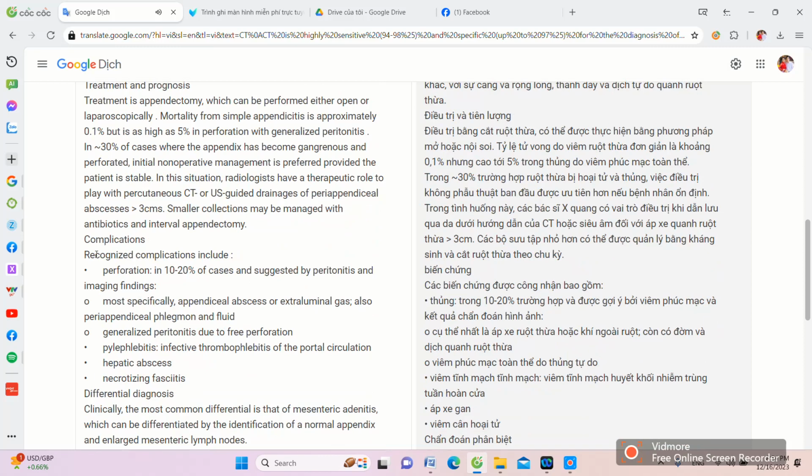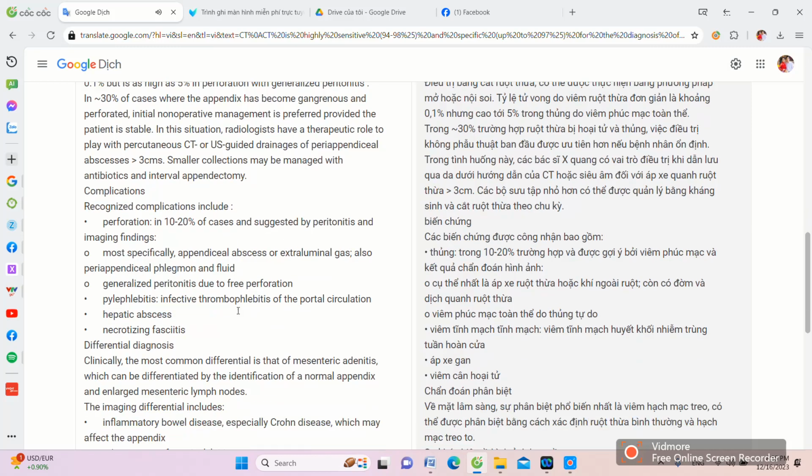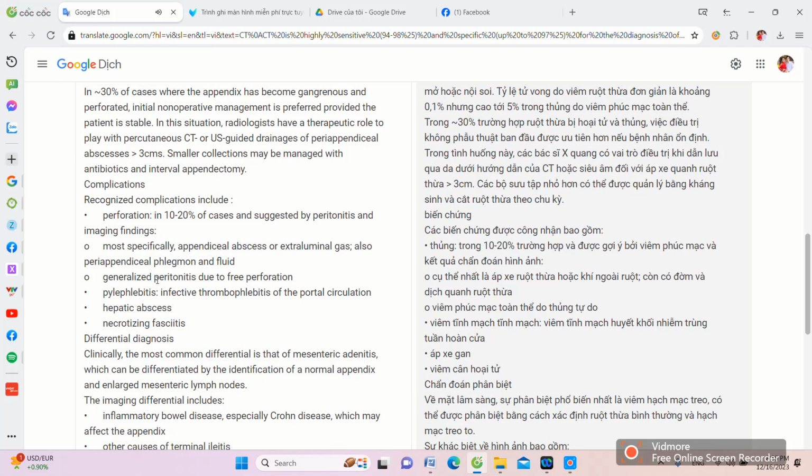Complications. Recognized complications include perforation in 10 to 20% of cases, suggested by peritonitis and imaging findings, most specifically appendiceal abscess or extraluminal gas. Also periappendiceal phlegmon and fluid. Generalized peritonitis due to free perforation, pylephlebitis, infective thrombophlebitis of the portal circulation, hepatic abscess, necrotizing fasciitis.